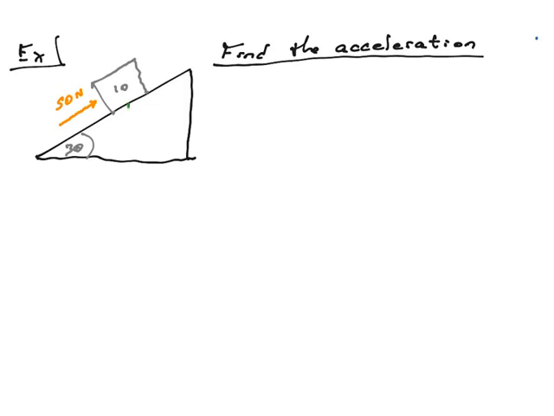Gravity is always acting, and gravity, when it acts, always acts straight down vertically. So there's mg. All right, so there are my forces. I've got an applied force, which is the yellow one, and I've got gravity, which is the green one.